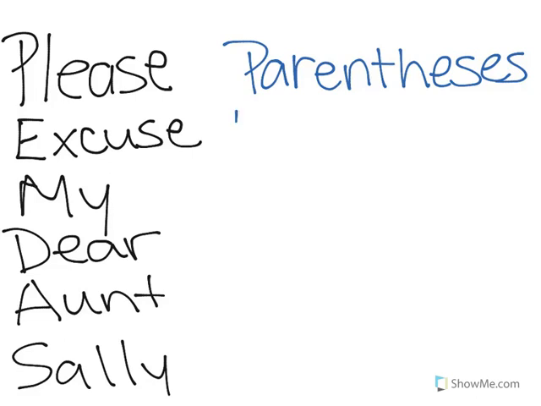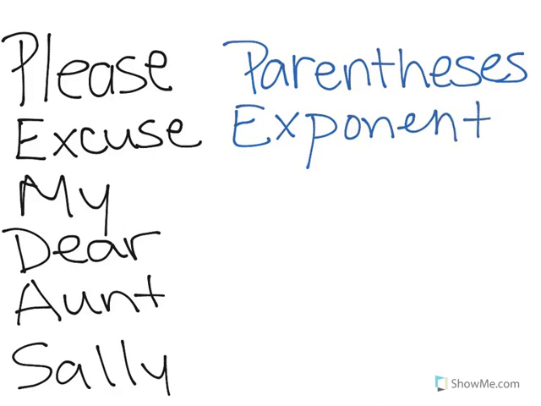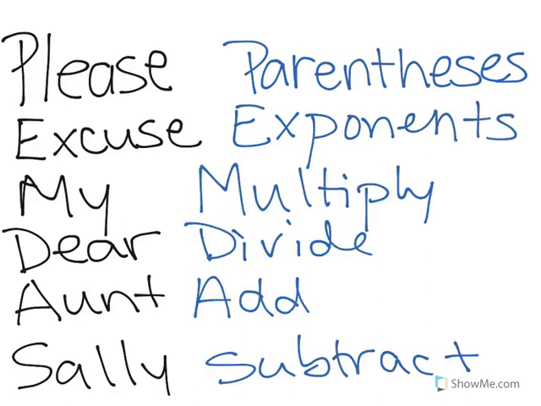And the E in excuse is exponents. The my is multiply, D for divide, A for add, and S for subtract. So we're going to make sure we complete the operations in this order: parentheses, then exponents, then multiplication and division, addition and subtraction. Now, there's something you need to remember when you're multiplying and when you are adding and subtracting.